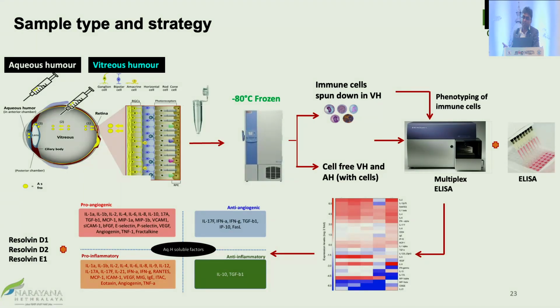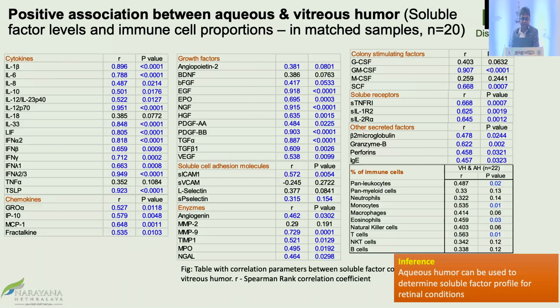We collect these and they're stored at -80, and CB analysis is done. Around 50 changed biomarkers are usually done. And there was a positive association that was established long back in our lab between the aqueous as well as vitreous.